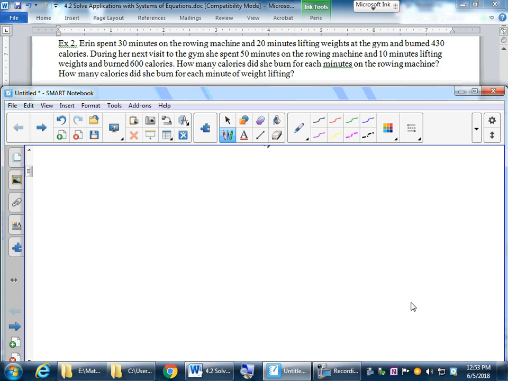So in this case, my first step, the unknown, is we don't know how many calories are burned on the rowing machine. So we will say that first will be calories burned per minute on the rowing machine.